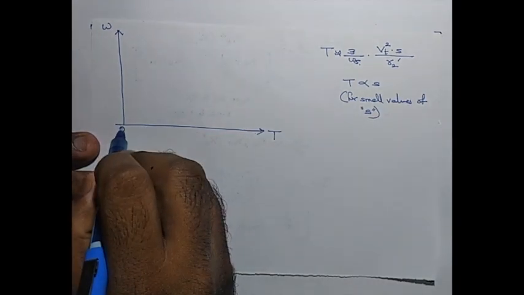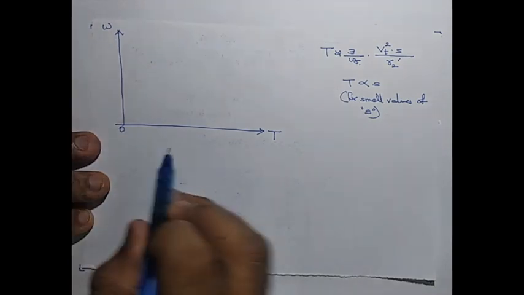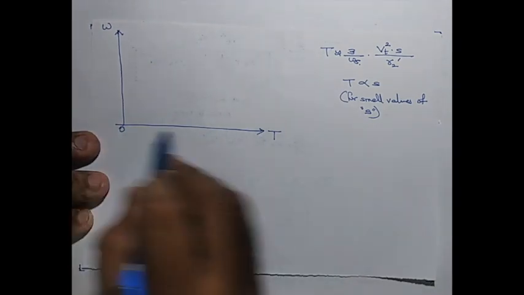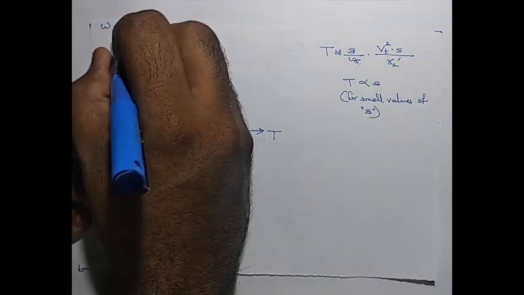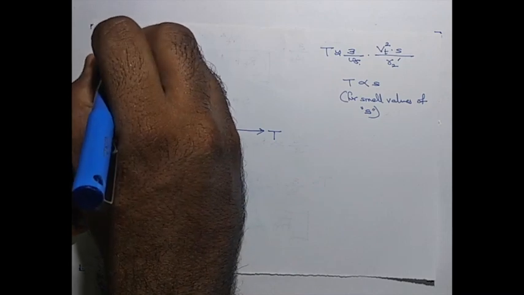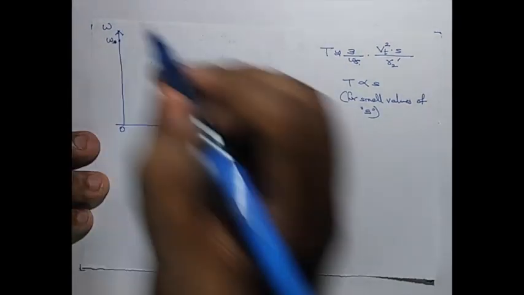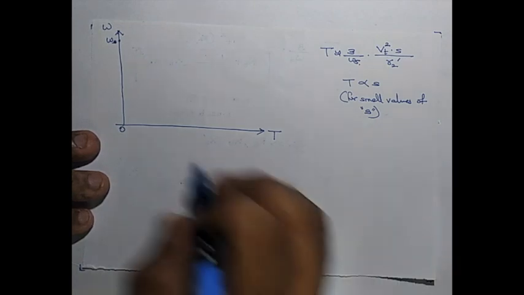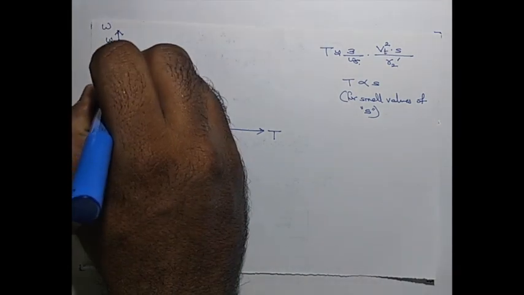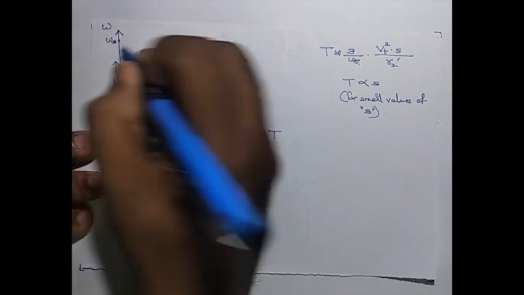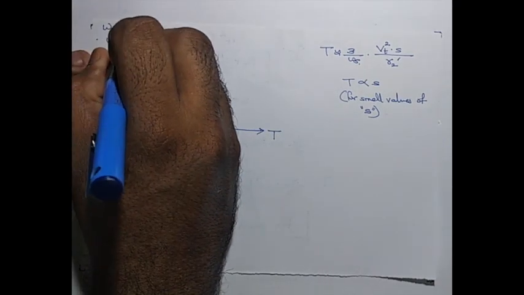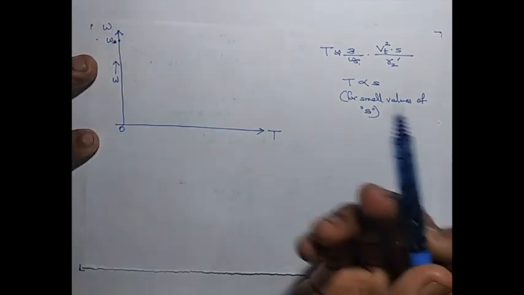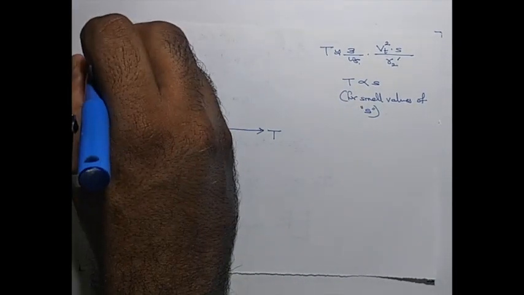Now remember, speed varies from 0 to omega and torque from 0 along the x-axis. If this is your synchronous speed, this value is your synchronous speed. How will the slip vary then? This is the variation in omega, and the variation in slip will be corresponding to omega s. When speed is equal to omega s, slip will be 0.